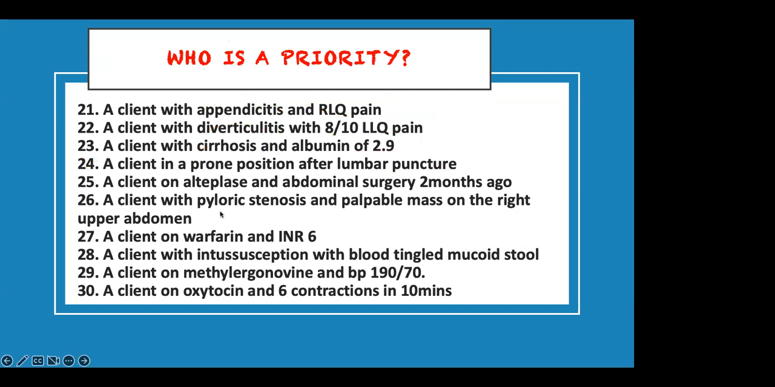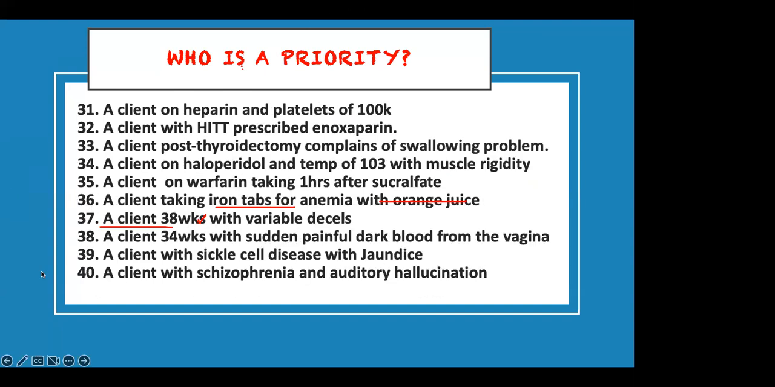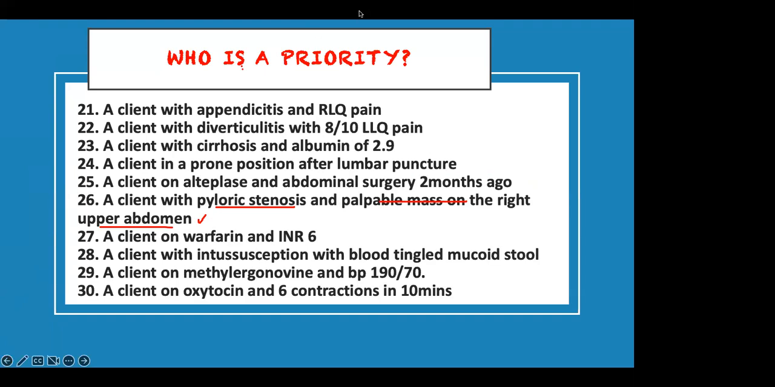Okay. A client with pyloric stenosis and a palpable mass on the right upper quadrant. What do you think, guys? Do you worry about this? I did not say olive mass there, but the olive mass that you feel for pyloric stenosis will be on the right side, on the upper right abdomen. Therefore, this is an expected finding. Don't worry about it at all. That's an expected finding, so that's not a problem.